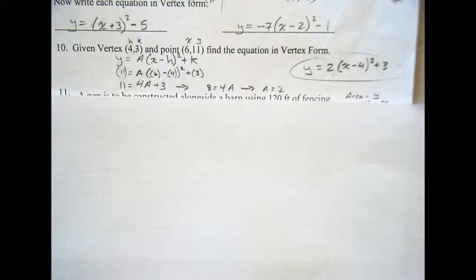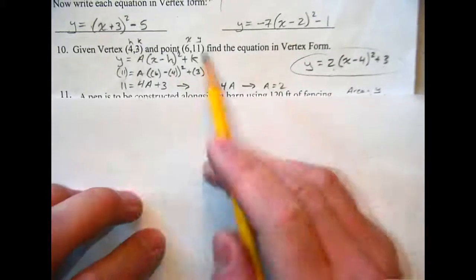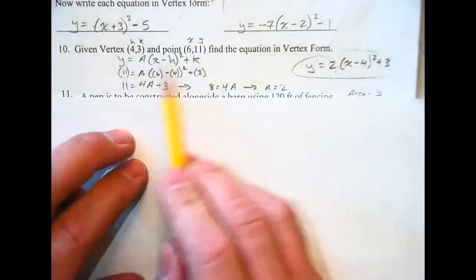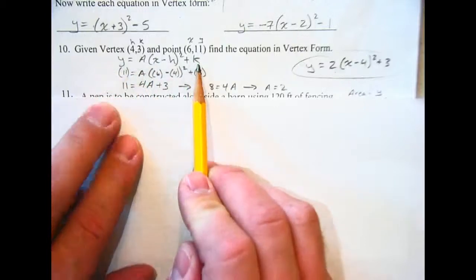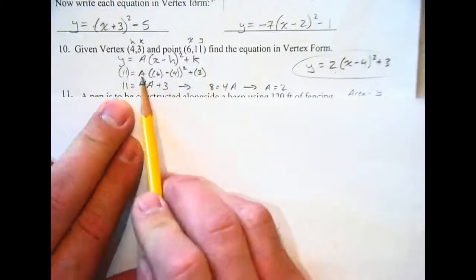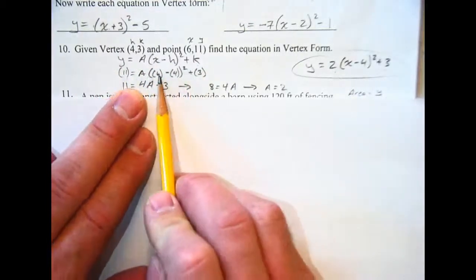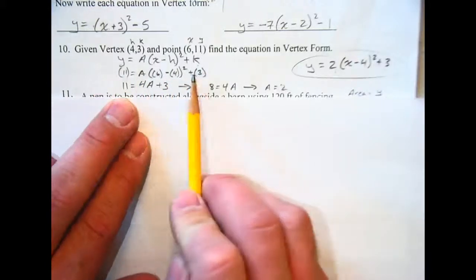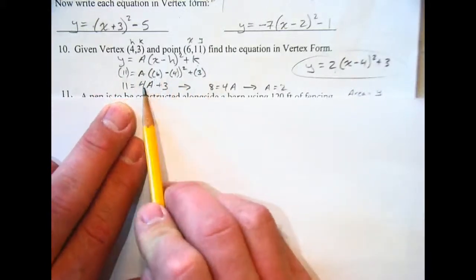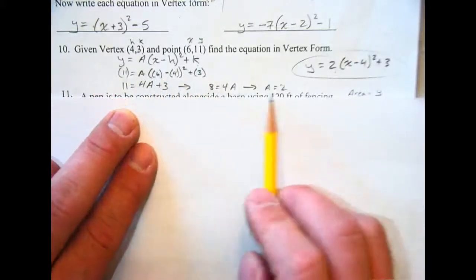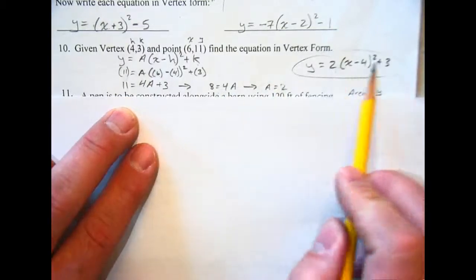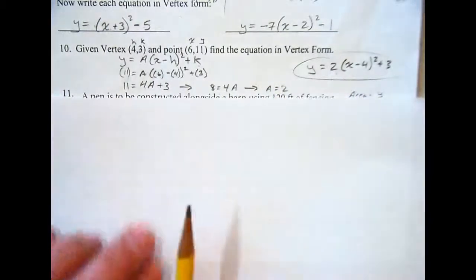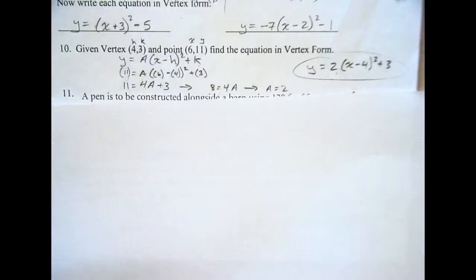So we use our vertex, our h, k, 4, 3, and our x, y value and put it into y equals a times x minus h quantity squared plus k. Okay, we plug those in, our x, our y, our h, our k. We solve for a. We get a equals 2. So remember, you need to know a, h, and k. We've got them now, so there we have it in vertex form. Questions there?